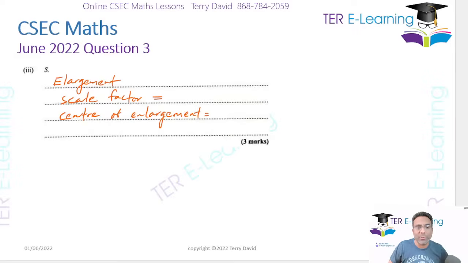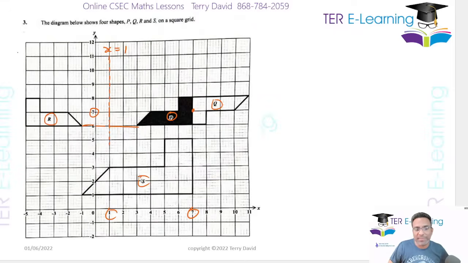Right, how do we get those things? To get the scale factor, we just need to compare 2 lengths. So if I compare, let's say this length here, 1, 2, 3, 4. So that's 4 units here. And this length here is 1, 2 units, right? So therefore your scale factor is going to be 4 divided by 2, and that's going to give you 2.